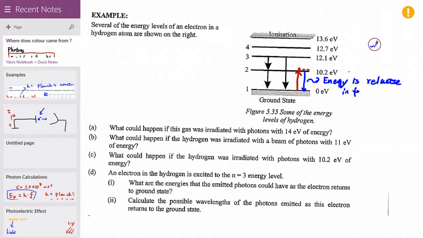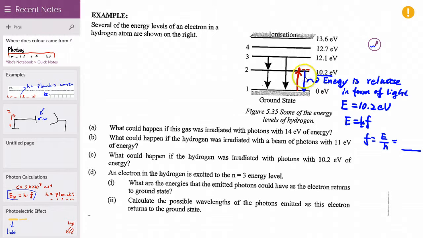The energy it released is 10.2 electron volts. Using your equation E equals hf, where h is Planck's constant, which is the same, we can type it into the calculator. You can find the frequency of the light it's releasing. According to its frequency, it will appear in that color.